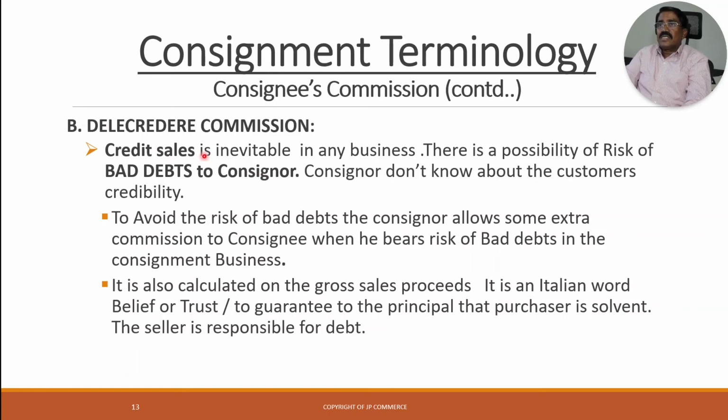So to ensure utmost care, the consignor allows some extra commission to the consignee, so that the consignee takes all precautionary measures in credit sales to avoid the risk of bad debts. This is also calculated on the gross sales.